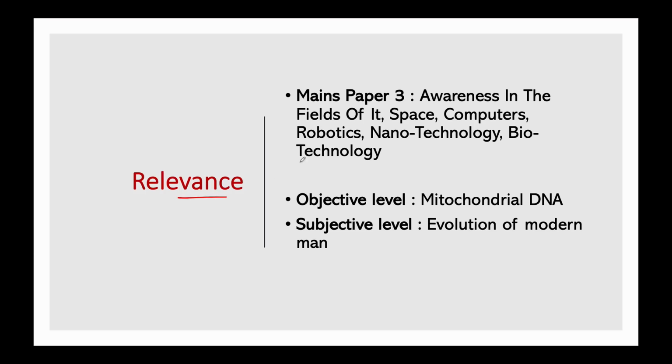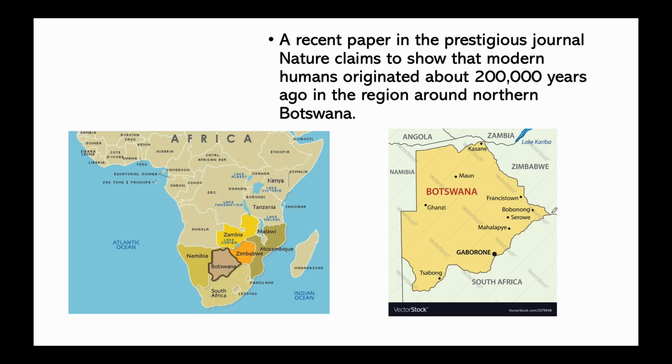Now, what is the relevance of today's topic? See, it will be covered under mains paper 3 in the biotechnology portion. At the objective level, you should know about mitochondrial DNA. At the subjective level, you should know the evolution of the modern man. So now, see, this is the context of today's lecture.